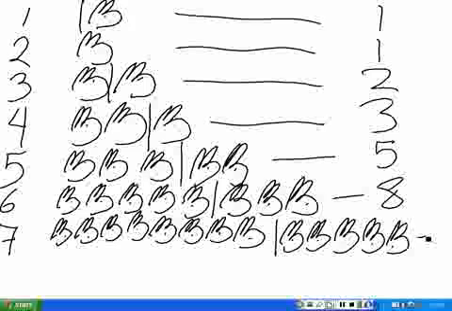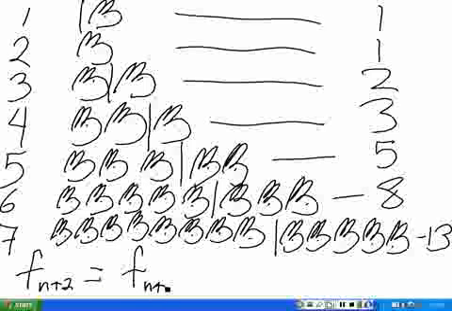From year 5. So this is 8 plus 5, or 13. So in general, the number of bunnies that we have in year n plus 2, so let's use Fn for the number of bunnies in year n, well, that's going to be the number of bunnies we have in year n plus 1 plus the number of bunnies we have in year n. This here represents the bunnies that live into the next year. This here represents the new births.